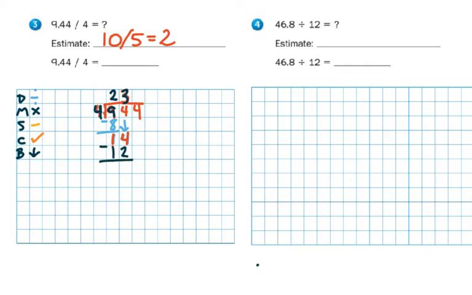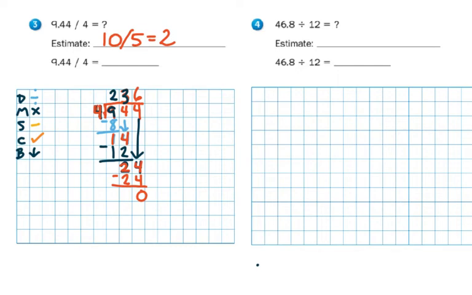Now subtract. 2, yep. 2 is smaller than my divisor, 4. Then I bring down my 4. How many 4s are there in 24? And there's 6. 6 times 4 is 24. As you can tell, it really helps when you know those facts and know them quickly.